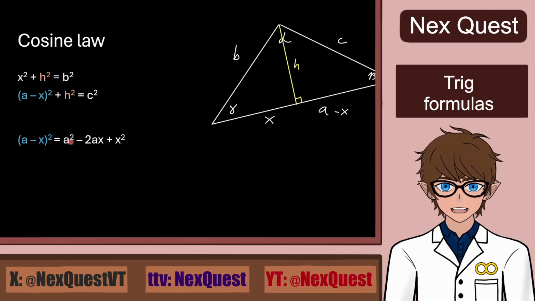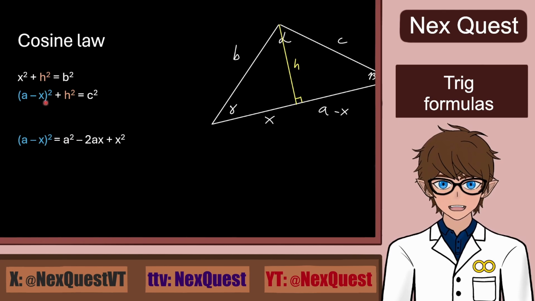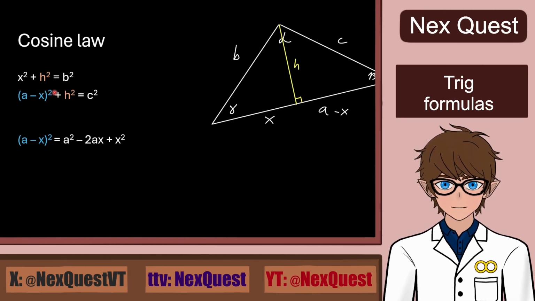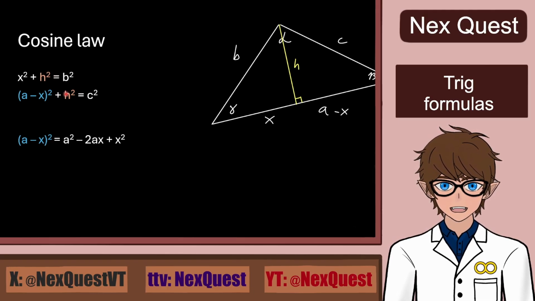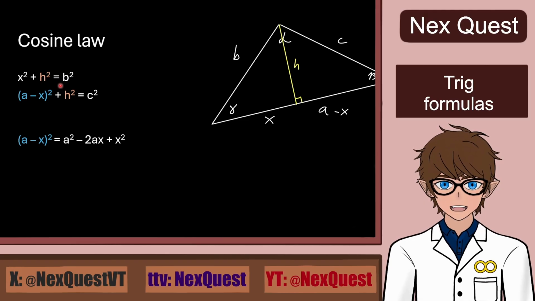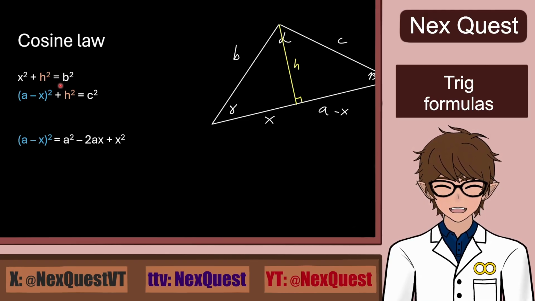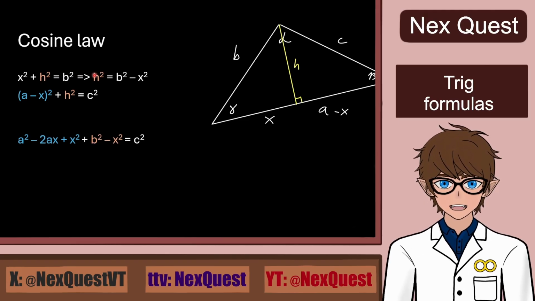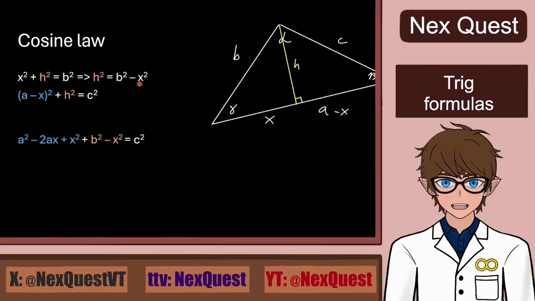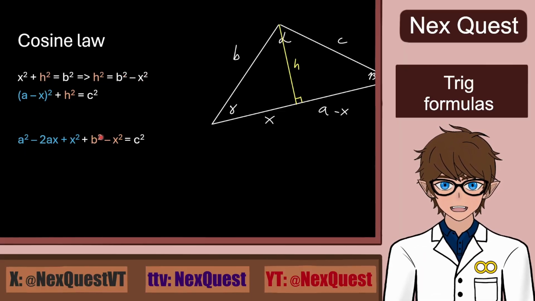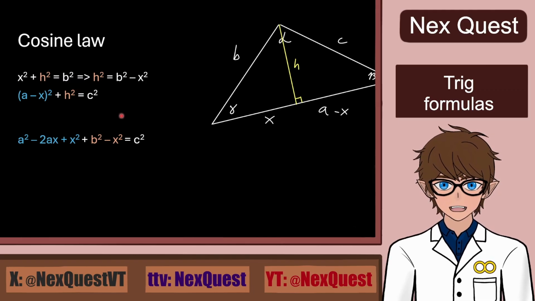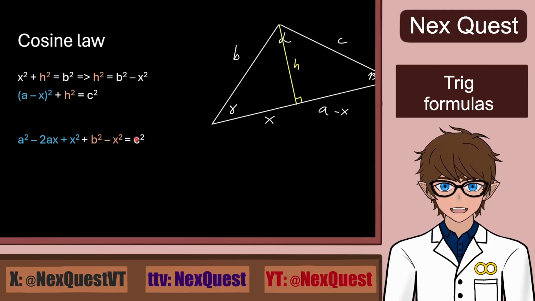Now that we broke this apart, we can insert this back into our second formula. And while we're at it, let's isolate h squared in the first one and then put that in the second formula as well, because if we do something in math, it is that we combine our equations. So like this, I isolate h squared and I get b squared minus x squared. I put this in here, so we have the opened bracket plus the h squared which remained equals c squared.